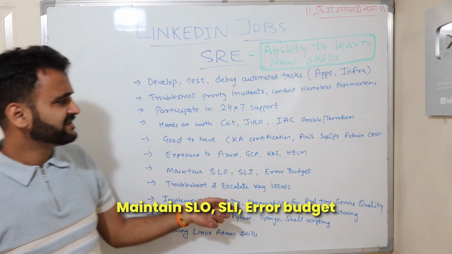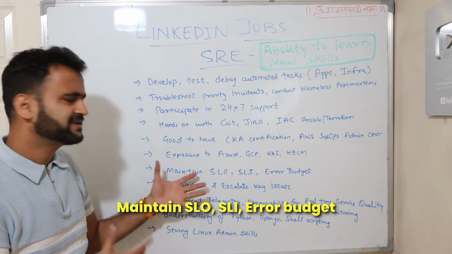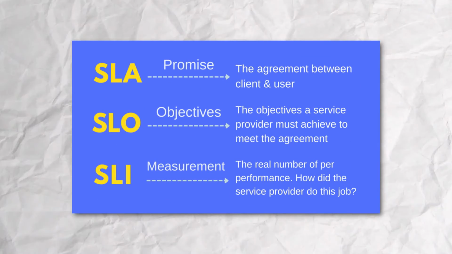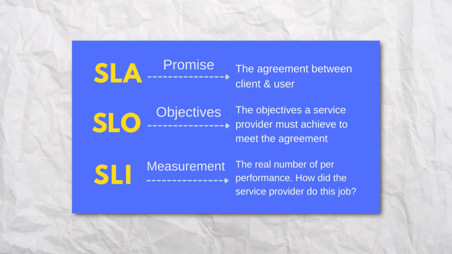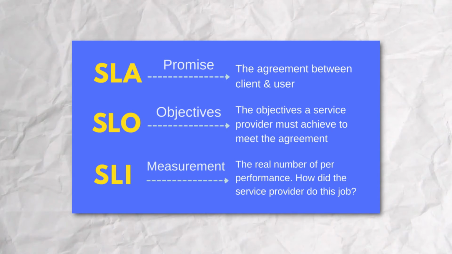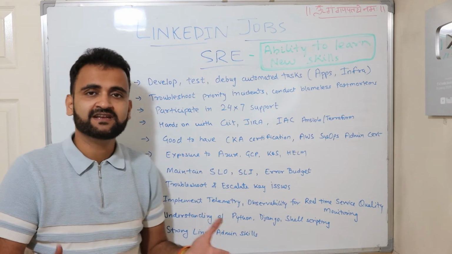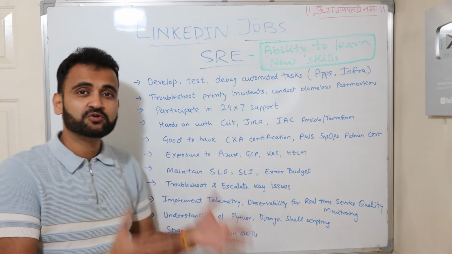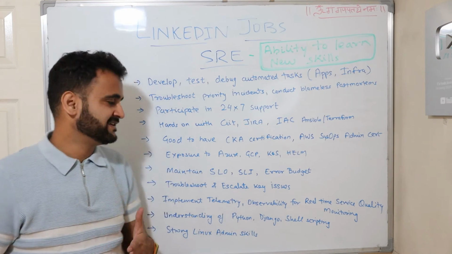Maintain SLO, SLI, error budget. So we didn't cover this in detail, but just to give you some understanding, service level objectives and service level indicators come before SLAs. These do not have any legal implications, but this ensures that you can manage your SLAs better.